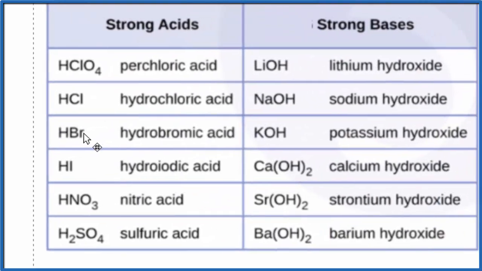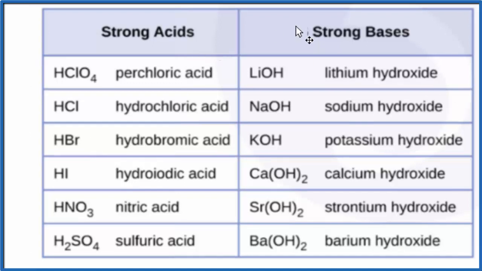The best way to determine whether something is a weak or strong acid is just to memorize this table here, the common strong acids and bases. So there are 6 or 7 common strong acids and bases that you would memorize. And we don't see H2SO3.